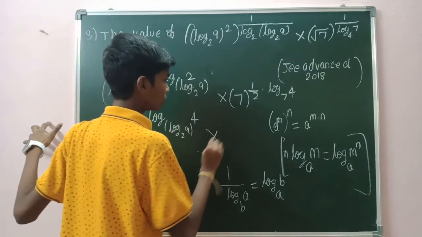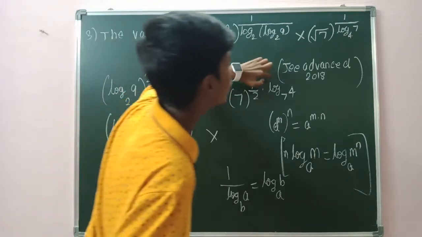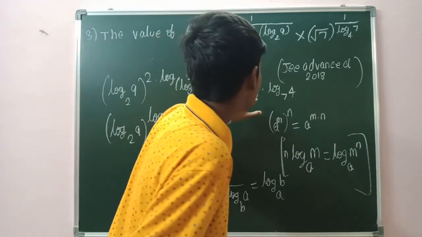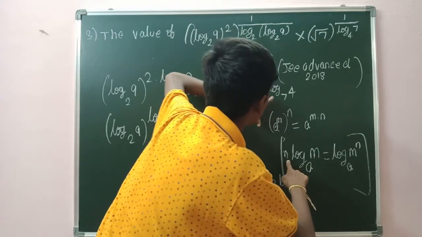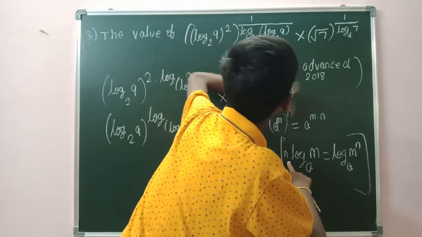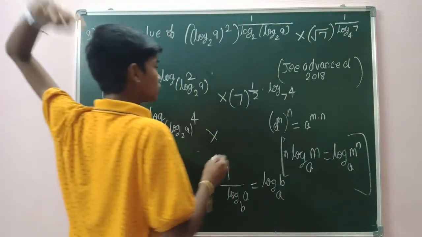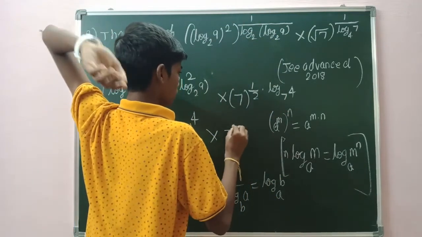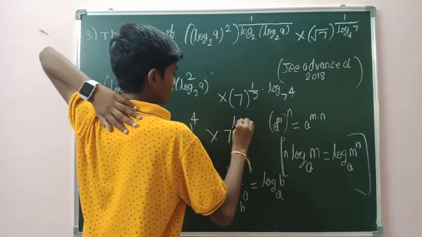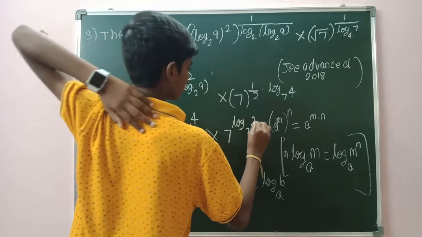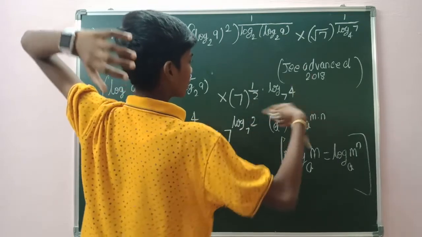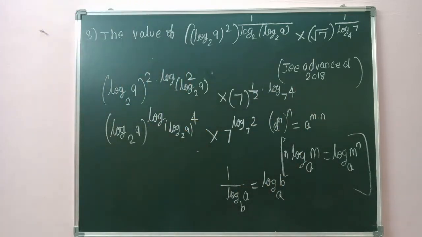Then into I'm having 1 by 2 log to the base 7 of 4. Here, your 1 by 2 is n. Therefore, I can get log to the base 7 of 4 power 1 by 2 because I am having m power n. 4 power 1 by 2 is root of 4. Root of 4 is 2 only. Therefore, I can write this as 7 power log to the base 7 of 2. Correct? Because I am taking 1 by 2 inside, therefore I will get 4 power 1 by 2. 4 power 1 by 2 is 2. I hope that makes you people clear. Very, very simple concepts.